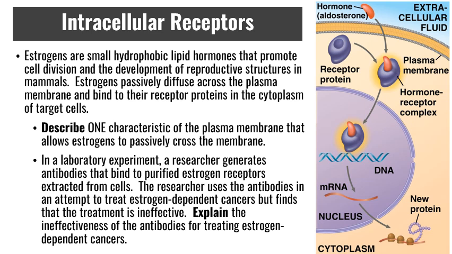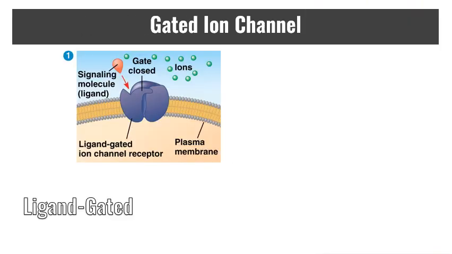three types of receptor. A gated ion channel is a type of membrane receptor that can act as a gate when the receptor changes shape. When a signal molecule binds as a ligand to the receptor protein, the gate opens to allow the flow of specific ions like sodium or calcium through a channel.